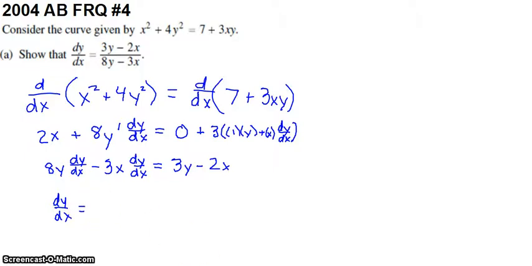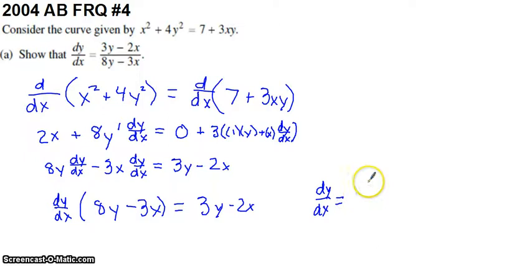If I'm factoring out, I'm looking at dy/dx times the quantity. Well, if I factor dy/dx out of this term, I'm left with an 8y. If I factor dy/dx out of this term, I'm left with a minus 3x. That's equal to 3y minus 2x. And what's dy/dx? Well, divide both sides by this quantity and you have your answer for dy/dx. We'd be able to say that dy/dx equals what we have to the right of the equal sign, which is 3y minus 2x, and that's going to be over 8y minus 3x.